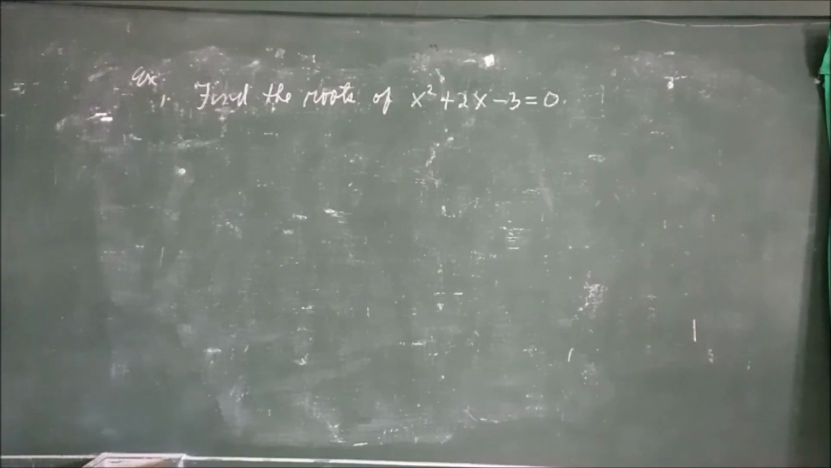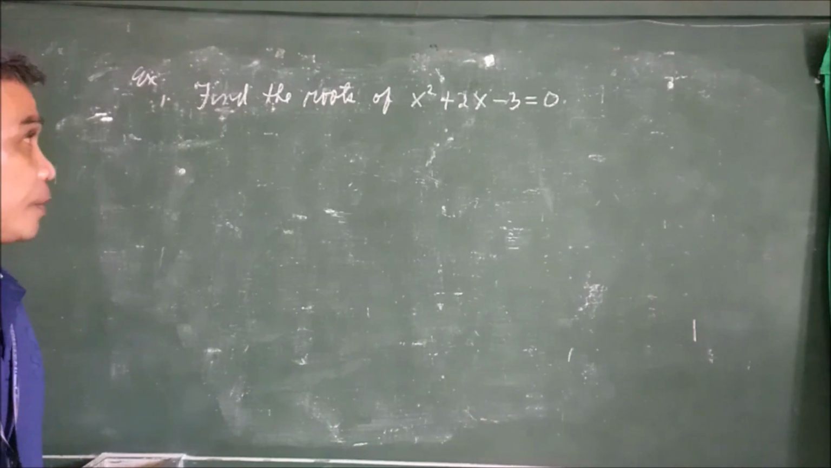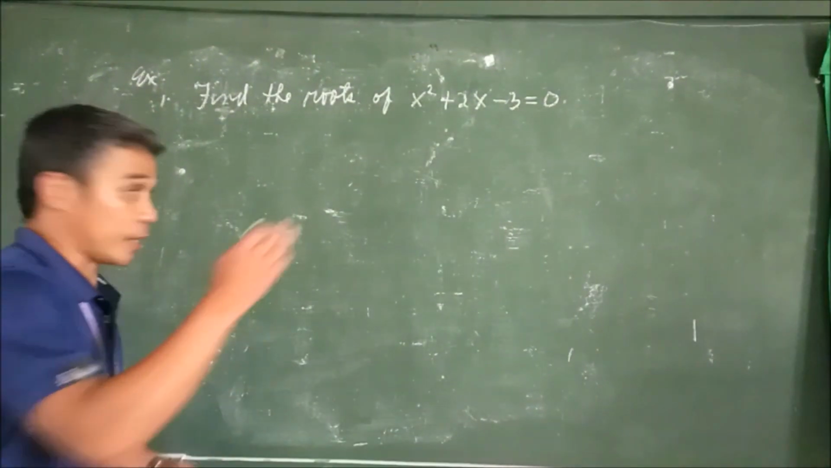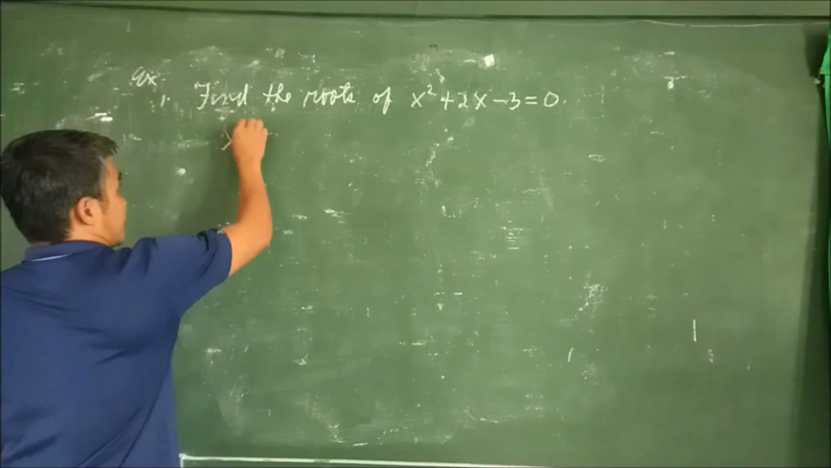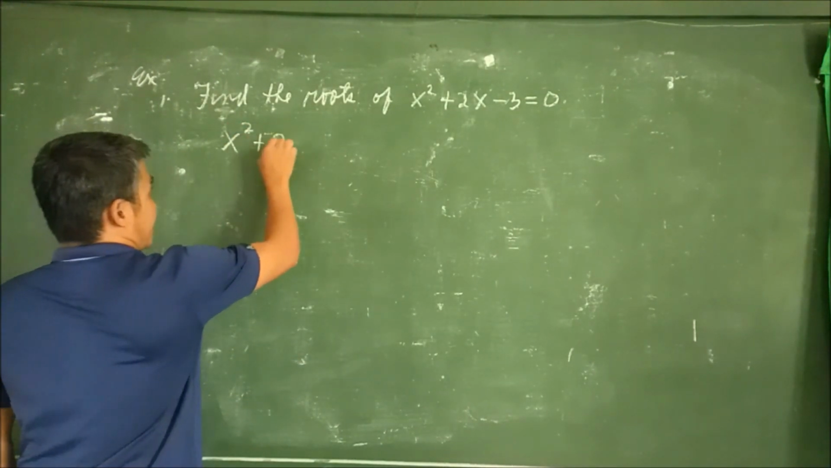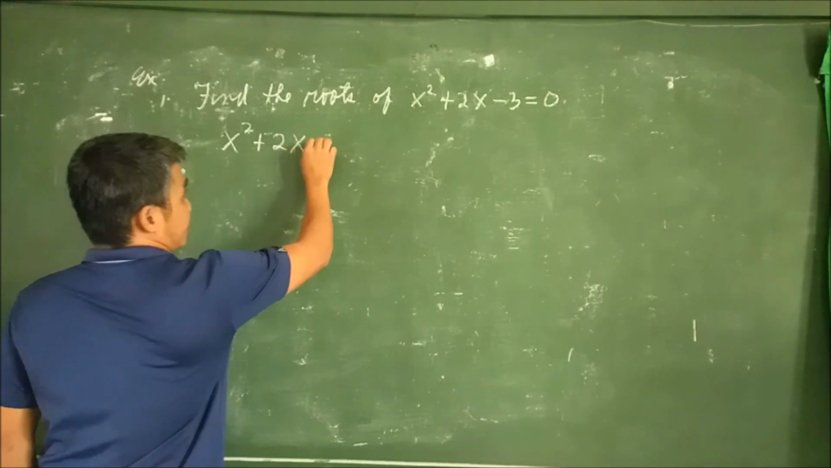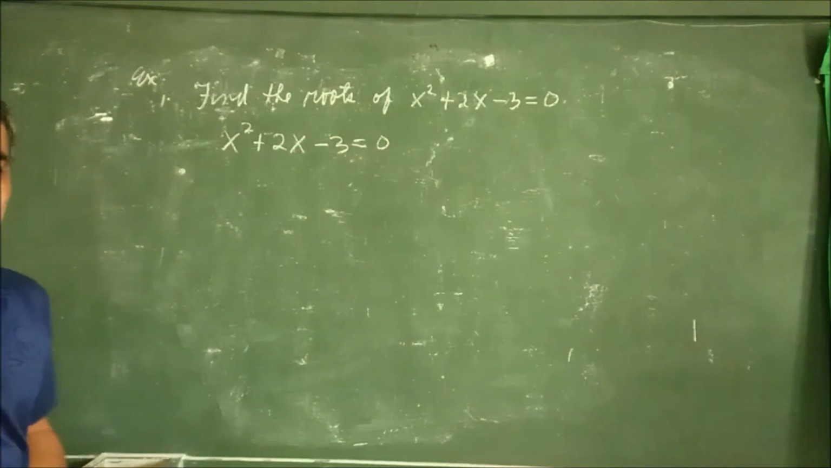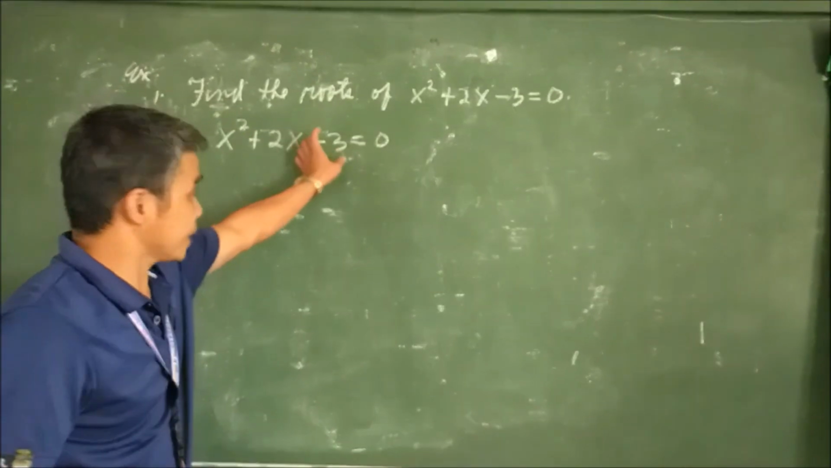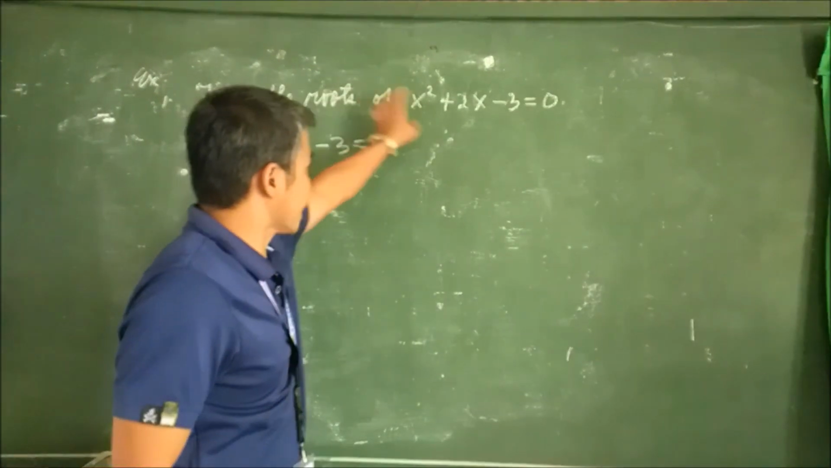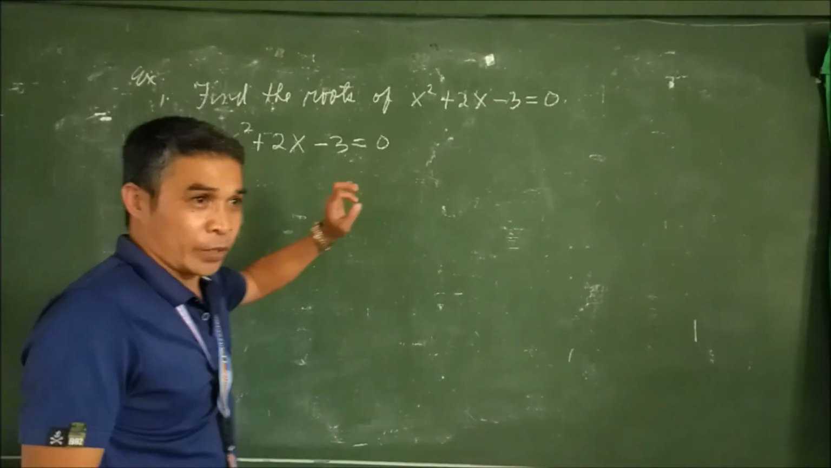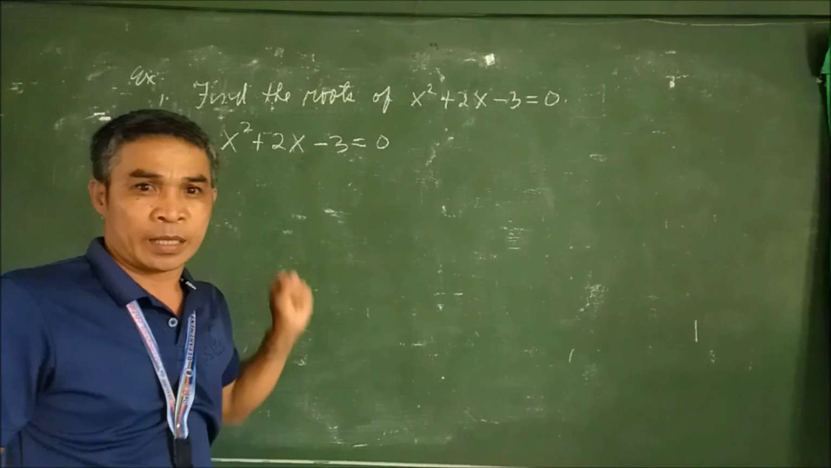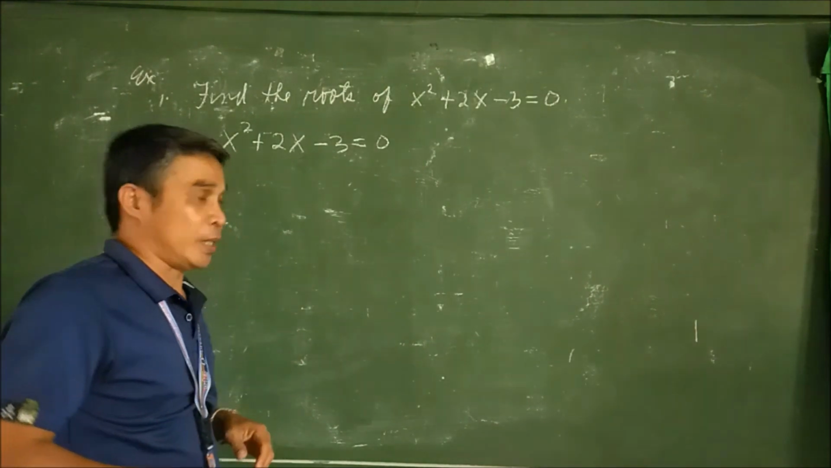Okay, say for example, number 1, find the roots of x squared plus 2x minus 3 equals 0. First, i-rewrite natin ang problem, that is x squared plus 2x minus 3 equals 0. Okay, sa completing the squares, kailangan ilipat natin yung constant doon sa right side of the equation para yung terms na mayroong variables ay nandoon sa left side of the equation.